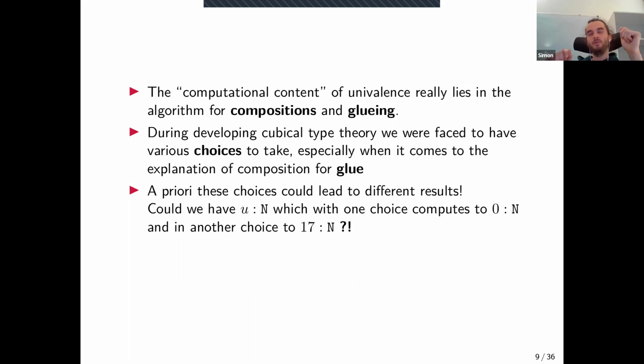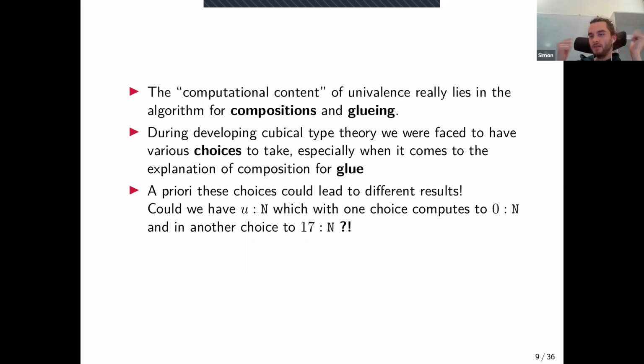But while we were doing this, we noticed that it's not entirely forced how we define things. When we explain the compositions for gluing, there were choices. We could do it this way or that way. And sometimes this affected the efficiency of programs, the exact way we did it. So we played around with this to make it more efficient.